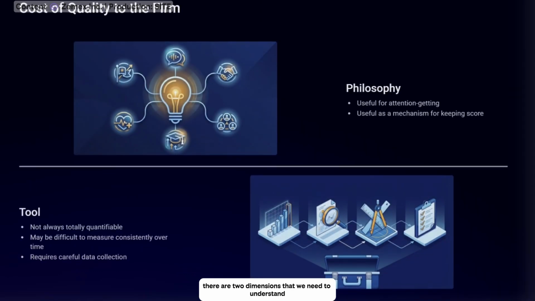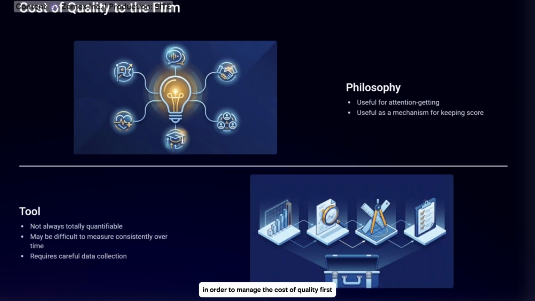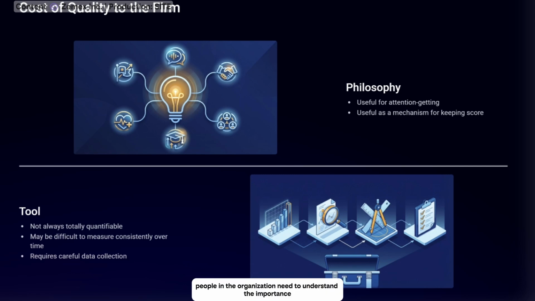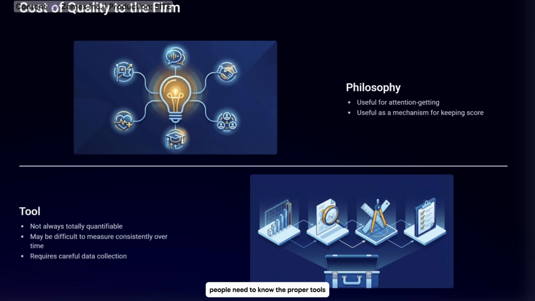So, there are two dimensions that we need to understand in order to manage the cost of quality. First, at the philosophy level, people in the organization need to understand the importance of managing quality and the significant costs related to quality problems. Second, people need to know the proper tools they can use to correct quality issues or improve the current quality level. Sometimes, it is not easy to quantify every aspect of a product or service. However, proper quality management tools can help people take a more scientific approach to solving quality problems.